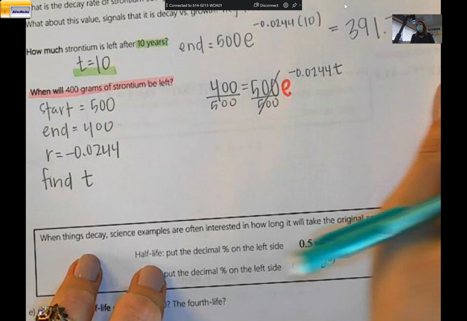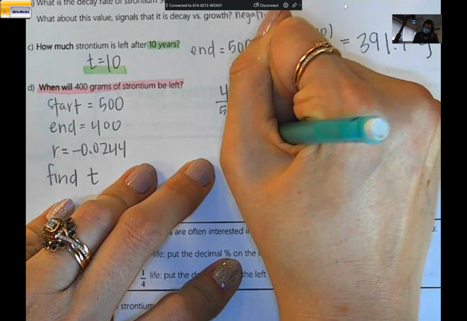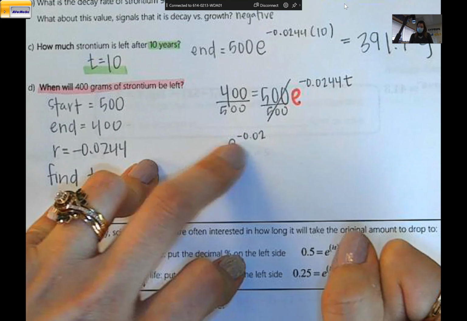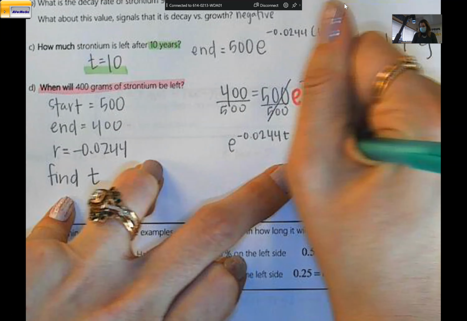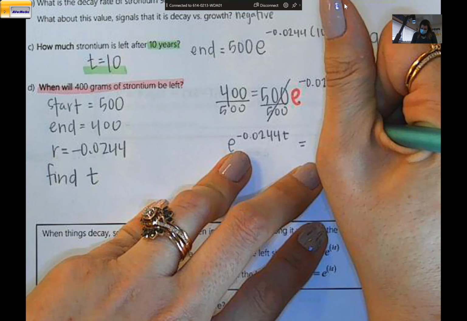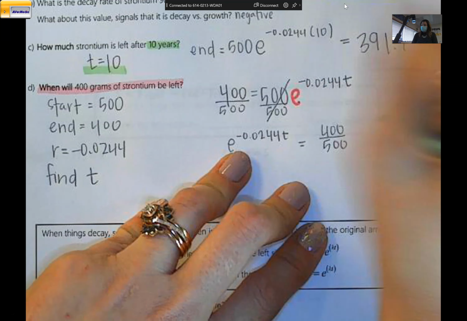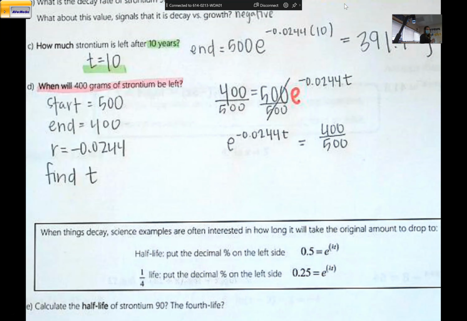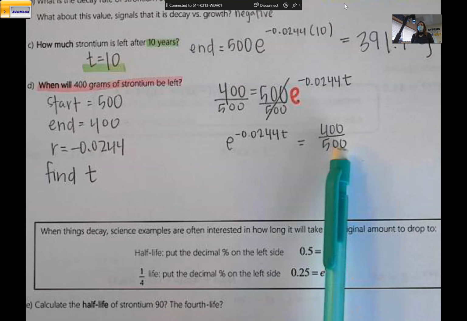And now I'm just going to rewrite it with my E first. So E to the negative 0.0244 T is equal to 400 divided by 500. And I know that that equals 0.8, but I'm going to leave it as this big fraction. You can change it to 0.8 if you want, but this will be easier in the long run.